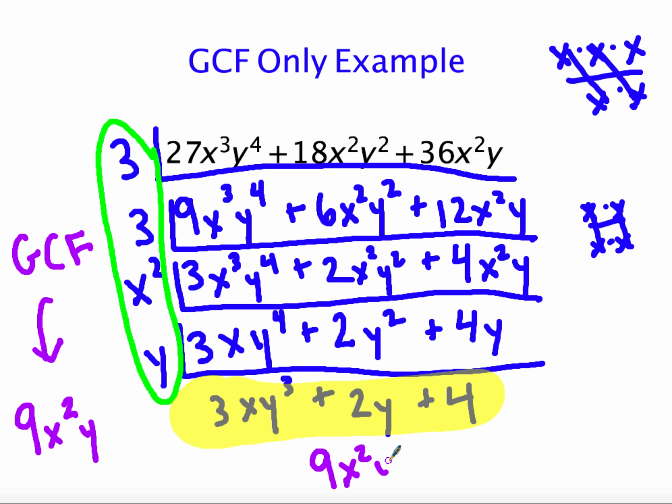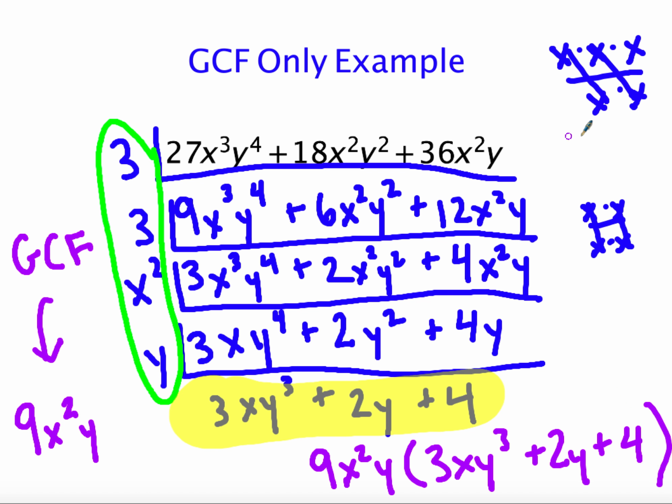9x squared y times 3x y to the third plus 2y plus 4 is my factored form of this original polynomial. Factored form meaning the product of two factors, 9x squared y, and then the other factor is 3xy to the third plus 2y plus 4.